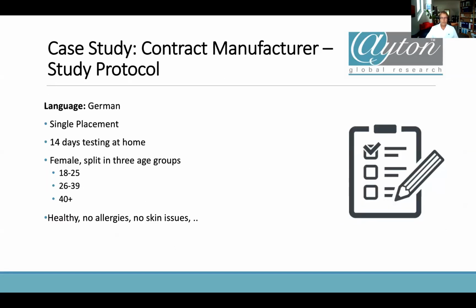It was in Germany. We did a simple single placement study where we had these eyeliners sent to women who were testing them for 14 days at home. We had a split in 3 age groups: a young one between 18 and 25, 26 to 39, and 40 plus, so that we have different skin ages, to make sure that the product delivers. And of course, all other recruitment criteria were the typical ones: people should be healthy, should have no allergies, no skin issues, which could distort the results. So these were all fairly well tested.